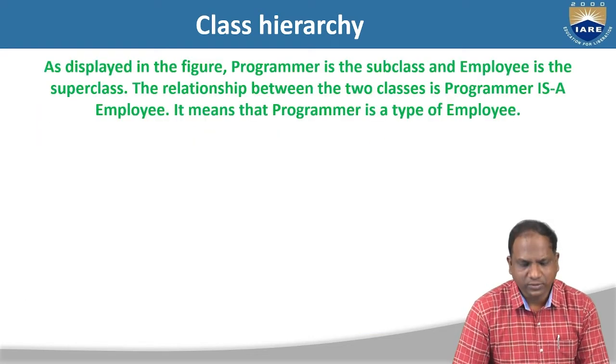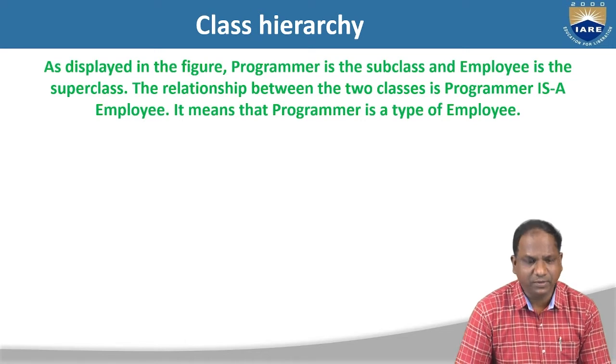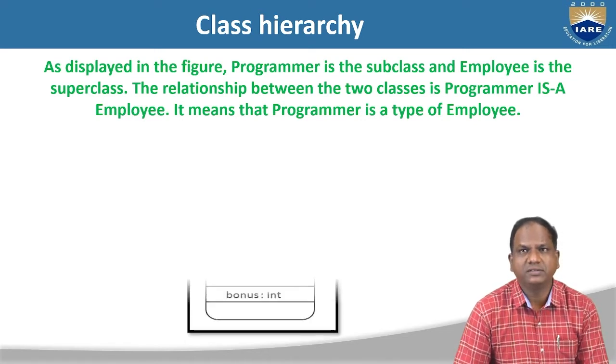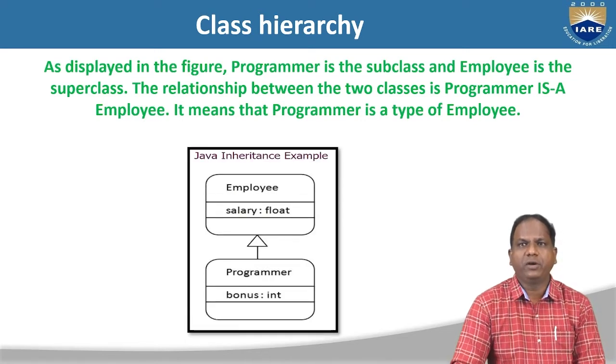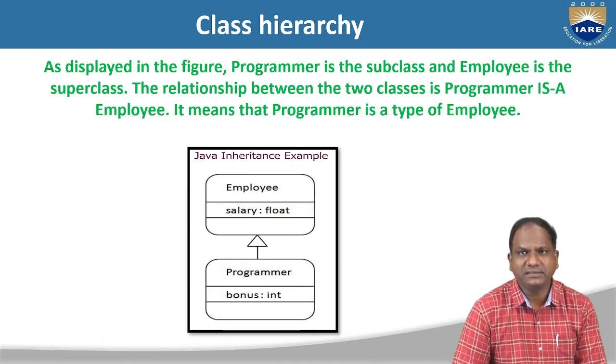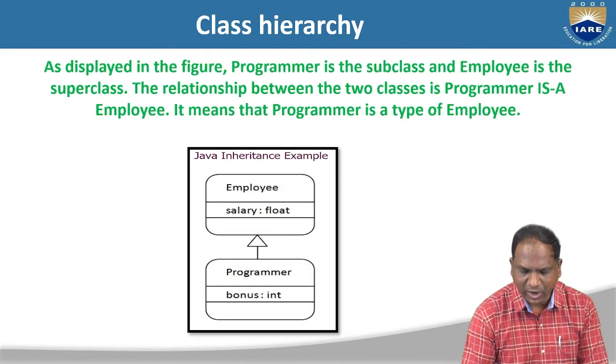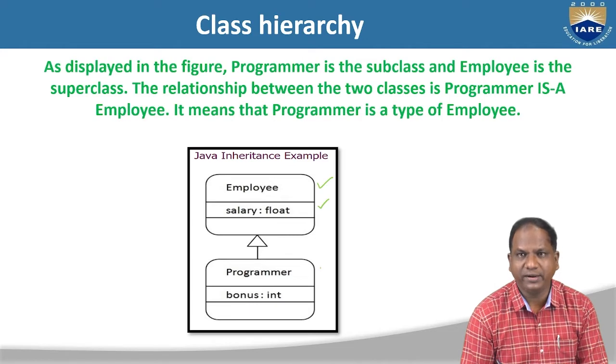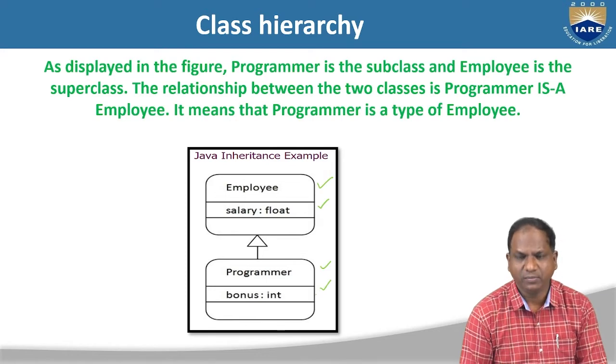Now I will explain with a small example diagram. See the diagram. Programmer is a subclass and employee is the superclass. Employee is the name of the class, and it has one variable, salary, of type float. Programmer is a child class, and it has its own variable called bonus, of type int.